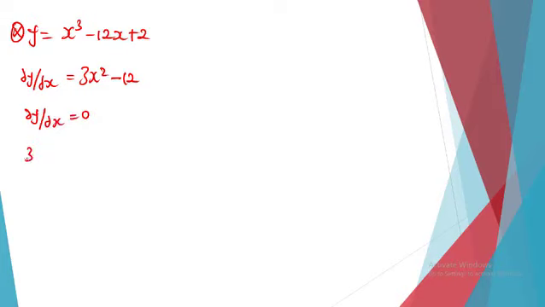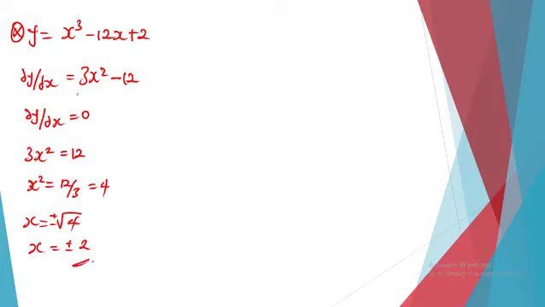Assuming we are given y equal to x cubed minus 12x plus 2. Now our dy over dx, remember, is equal to what? 3x squared minus 12, right? At the point where dy over dx is equal to 0, that's the turning point, then 3x squared is equal to 12, and then x squared is equal to 12 over 3, which is 4, and then x is equal to the square root of 4, plus or minus 2. That's the value of x.